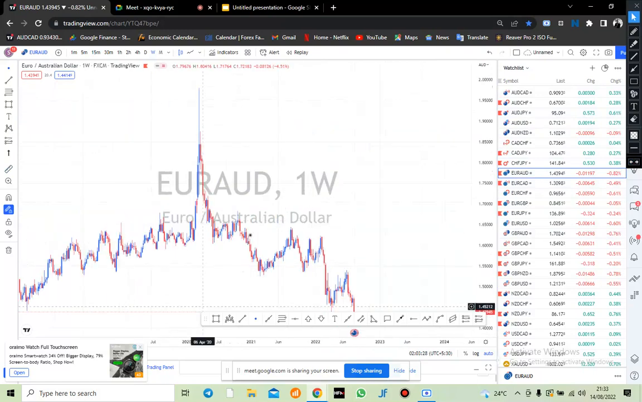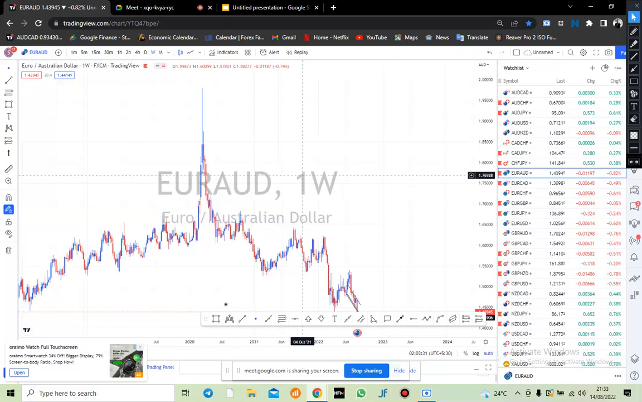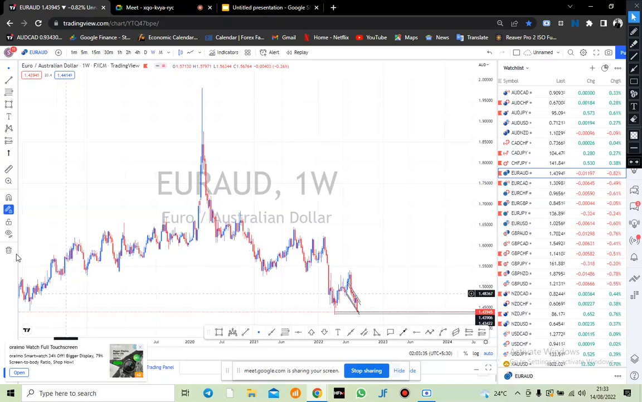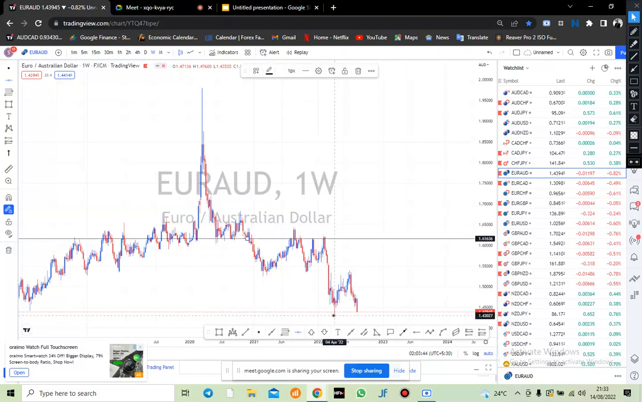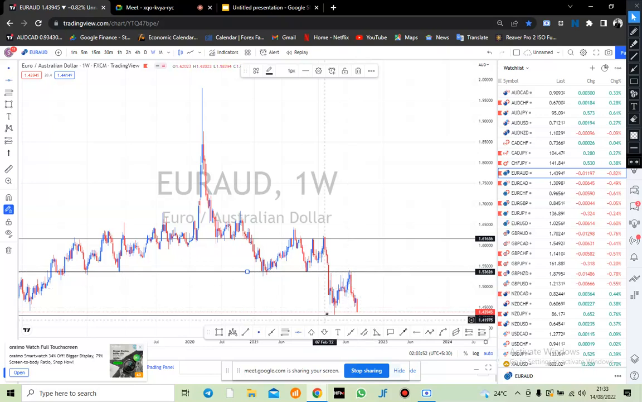Okay, this is Euro AUD weekly time frame. So this is the high, this resistance, the swing high. The price dropped and created the swing low, and then rose again and created the swing high, and nothing has happened. So we don't know if this is going to be the next swing low.